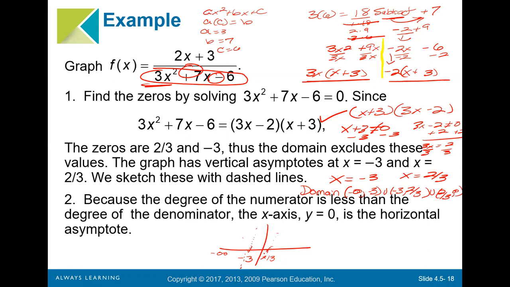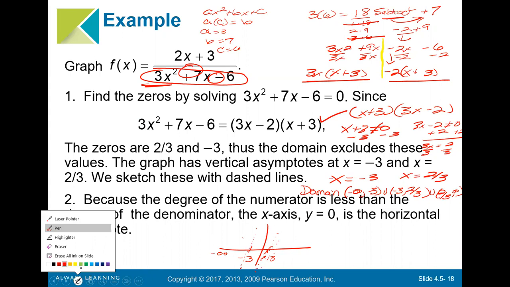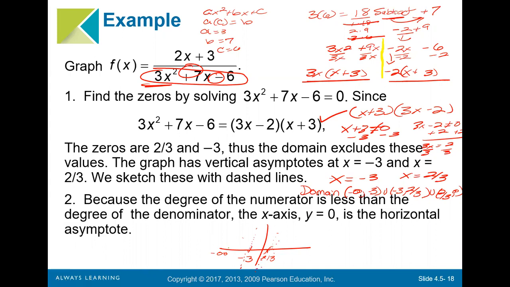So let's say the vertical asymptote's right here. So then there is a function going on right here, a function's going on right here, and then a function's going on at 2/3 to infinity. Okay.